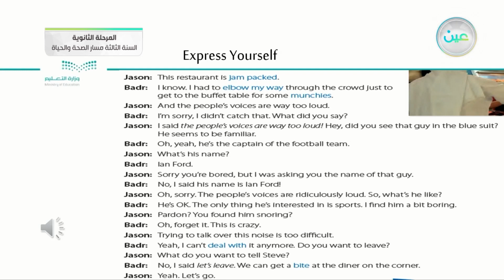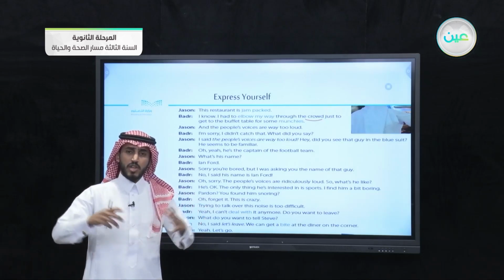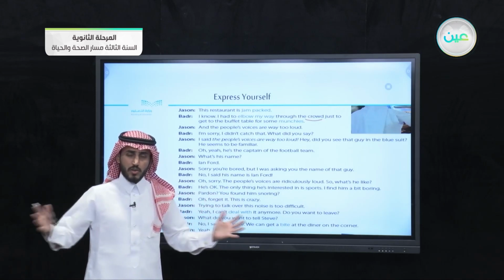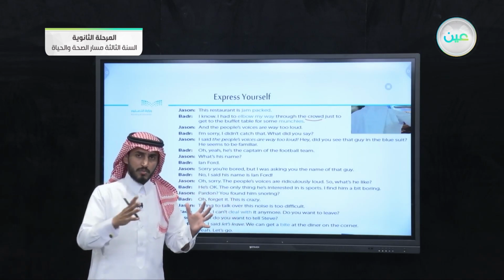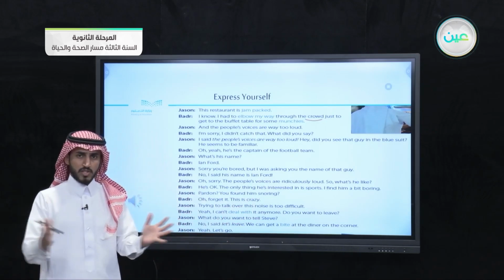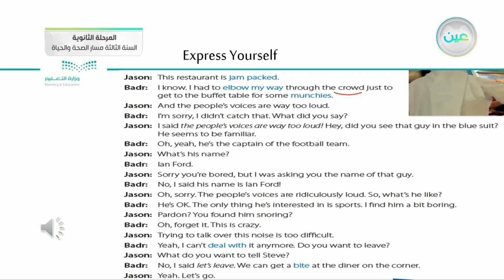Okay, now let's start with the word crowd in the second line. The word crowd means that we're talking about a lot of people who are gathering in one place. When a lot of people are gathering in one place, this is called crowd. Okay, a group of people, this is called crowd. After that, we have too loud and also too loud here, and we have too difficult.